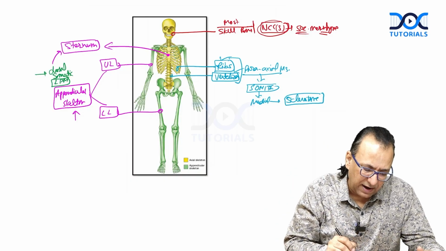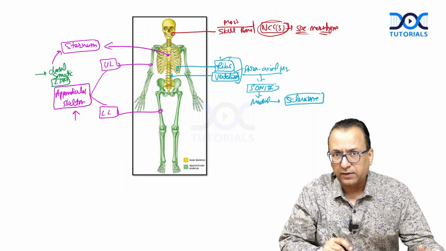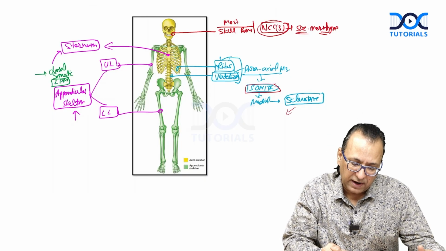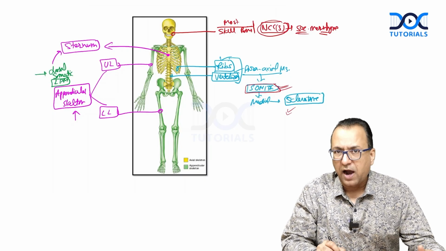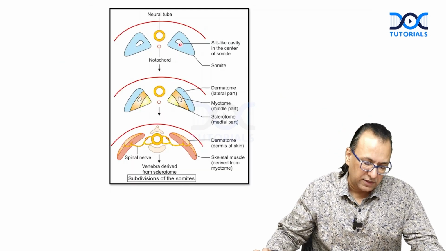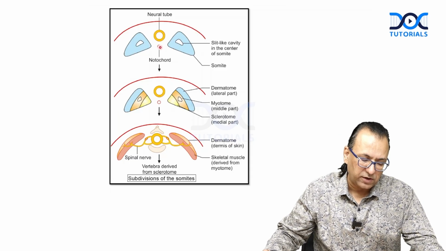So here we have learned some of the bones developing from the mesoderm. Now, we have discussed this skeletal portion of the somite, but let us look at the other components as well. As we mentioned, there will be the somite, which is a paraxial mesoderm developing on the sides of the axial mesoderm, the notochord.